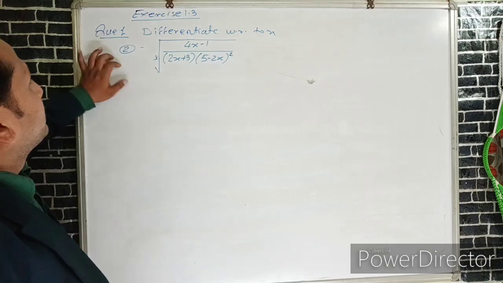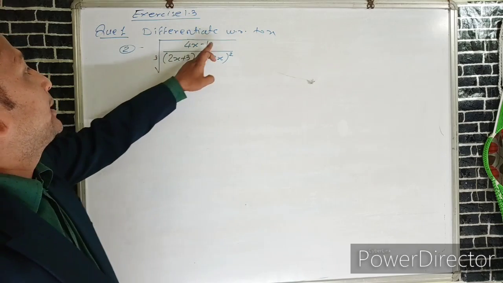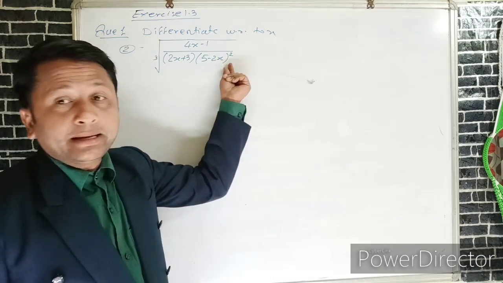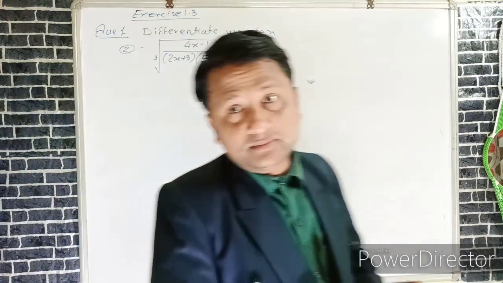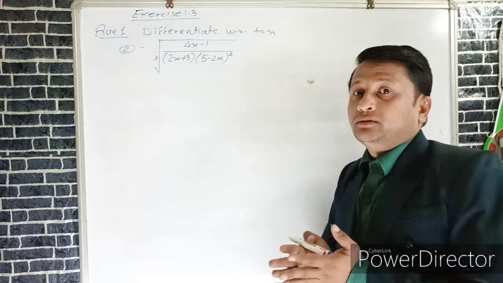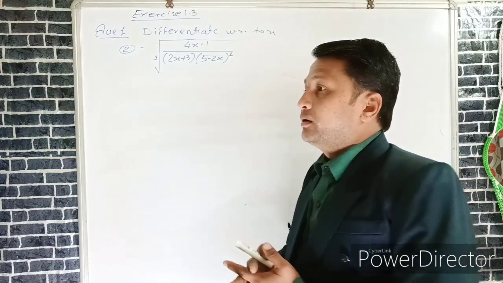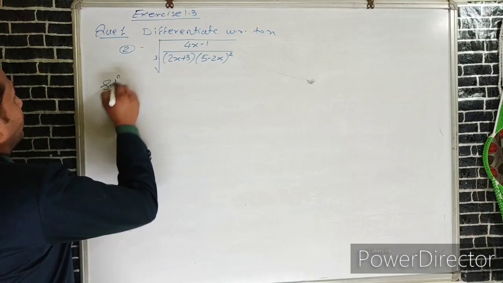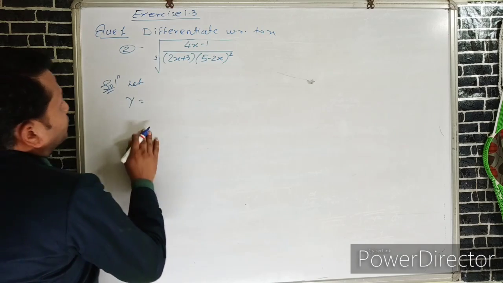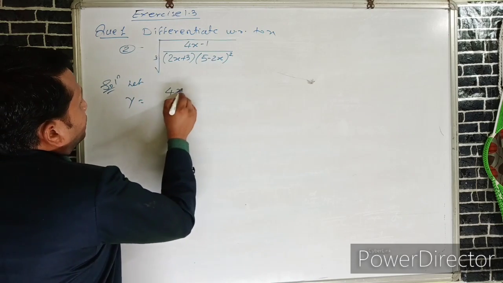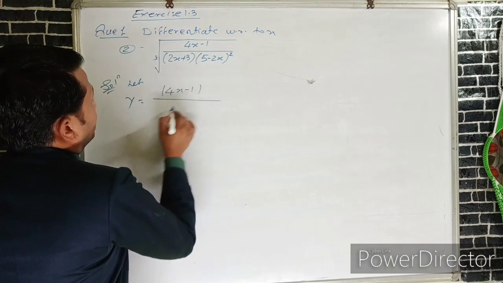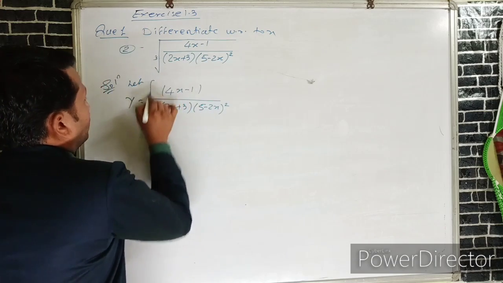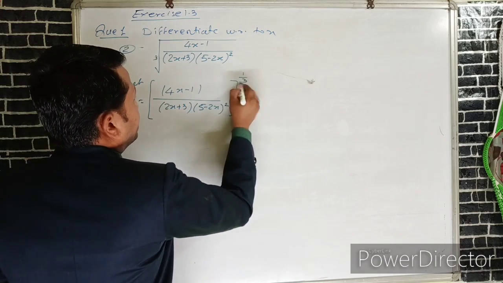So again, the question, example number 2, is the cube root of (4x minus 1) upon (2x plus 3) into (5 minus 2x) whole square, which is in complicated form. This type of question we solve by using logarithms. First we consider the whole function: y is equal to the cube root, which means [(4x minus 1) upon (2x plus 3) into (5 minus 2x) whole square] whole raised to the power 1 by 3.